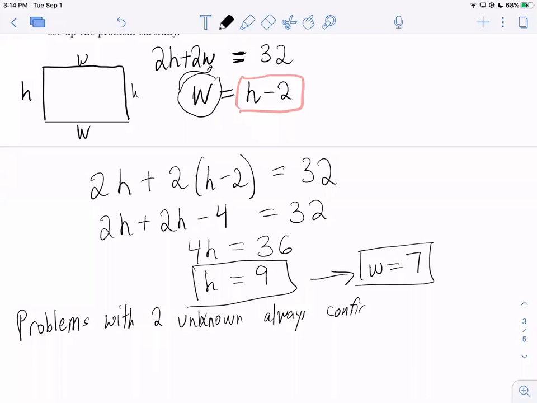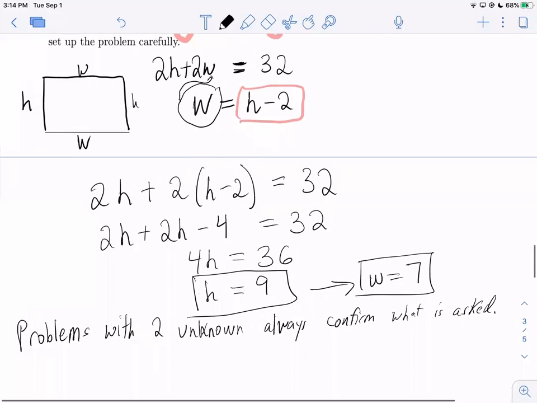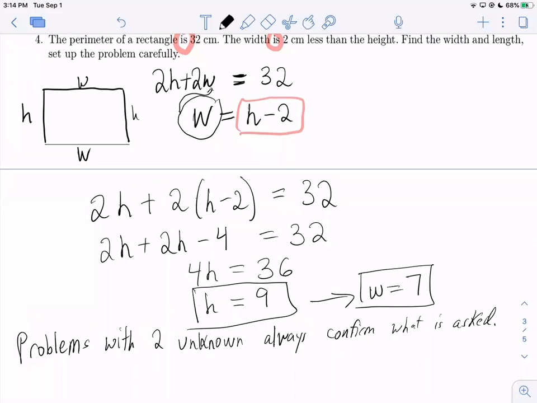Always confirm what is asked. Okay, very good. Any questions? Alice, a good question. I don't care too much about units unless we're doing something specific, like converting to different units. But yeah, in physics class and chemistry, you do have to be careful with units. So maybe it's a bad habit, but don't worry about units that much in this class.